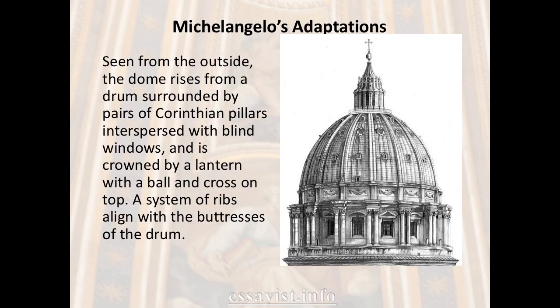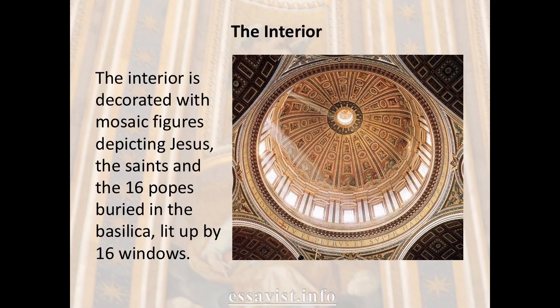Seen from the outside, the dome rises from a drum surrounded by pairs of Corinthian pillars, interspersed with blind windows, and is crowned by a lantern with a ball and cross on top. Following Brunelleschi's model, Michelangelo designed a system of ribs which align with the buttresses of the drum. The interior of the dome is decorated with mosaic figures depicting Jesus, the saints, and the 16 popes buried in the basilica, lit up by 16 windows.